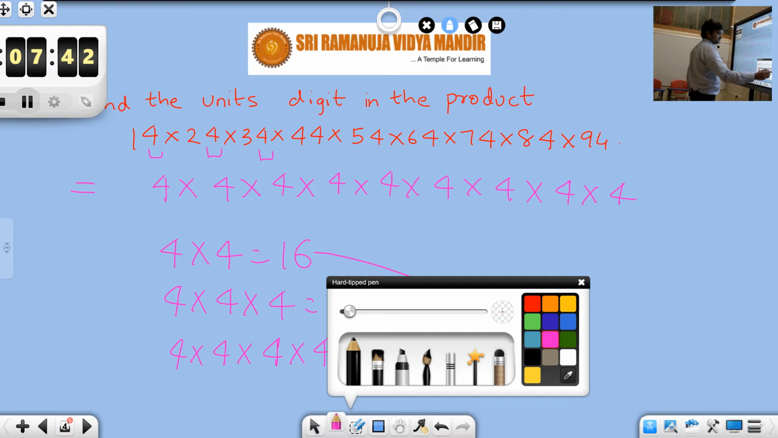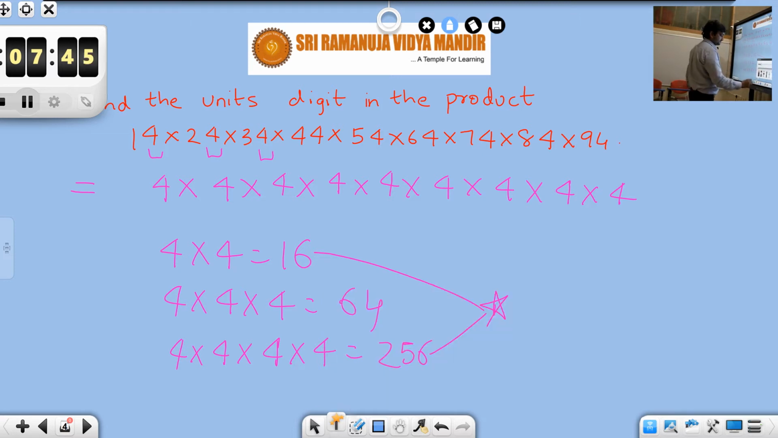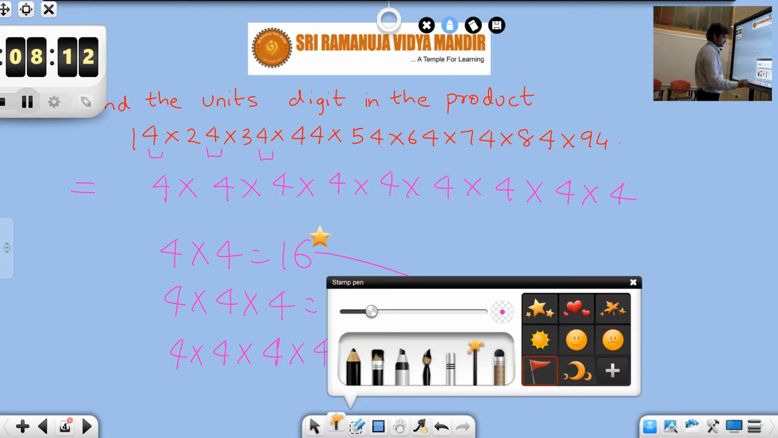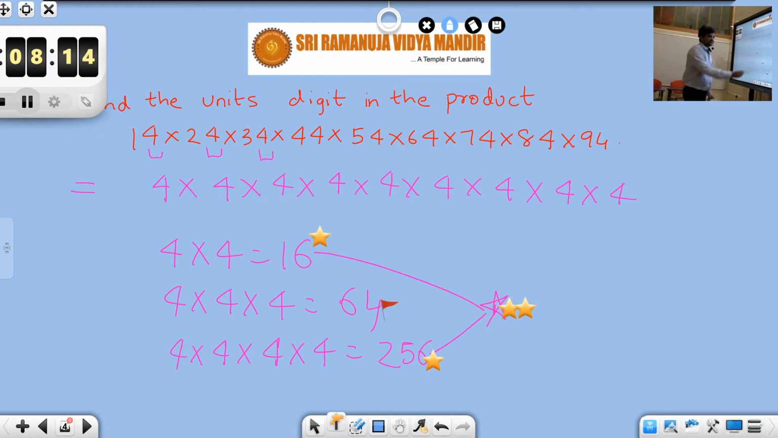The number ends in 6 here and here. Whenever we are multiplying by an even number of 4s, 4 into 4 is 16, 4 into 4 into 4 into 4 is 256, so the units digit of the product would be 6. In case we multiply an odd number of 4s, the units digit would be 4. So this is the hint again here.